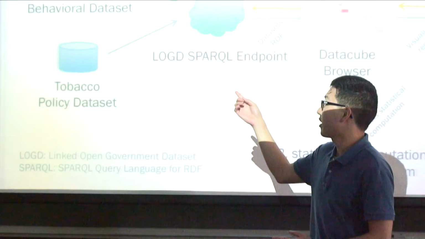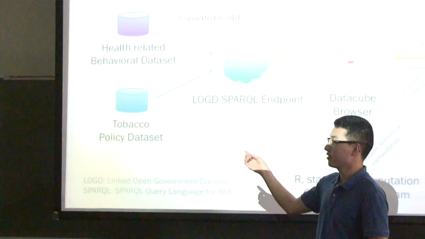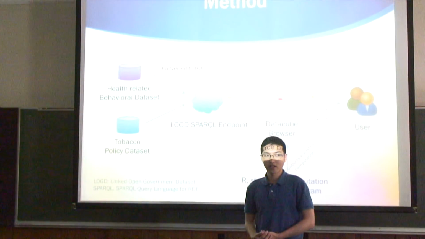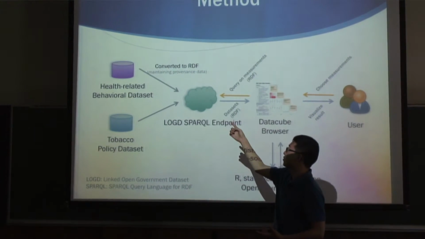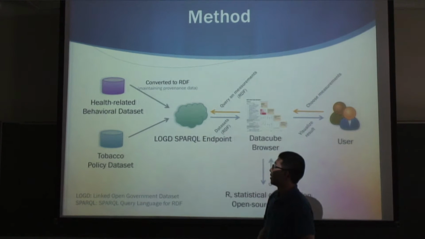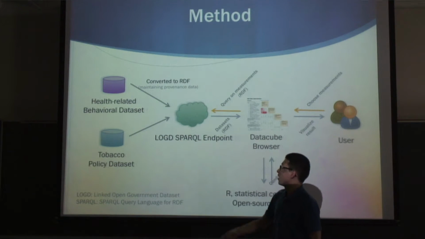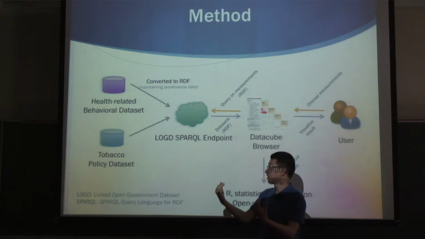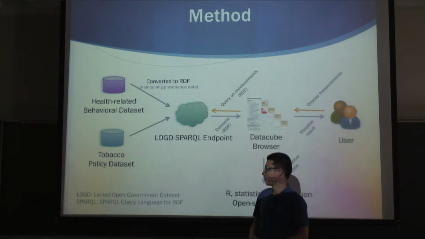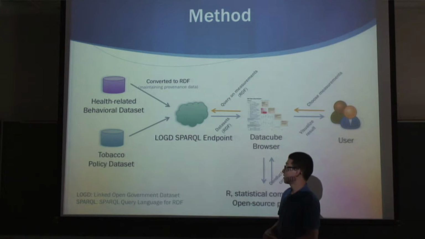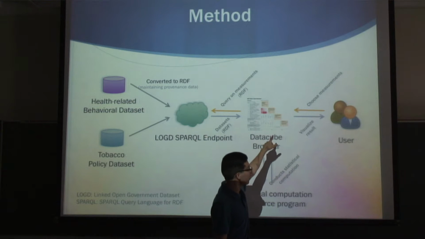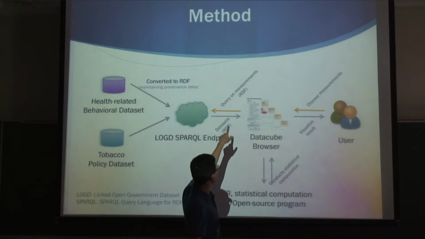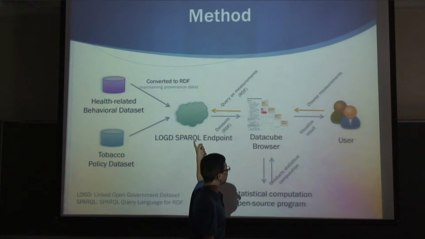So we got the health-related behavioral data sets and the tobacco policy data sets from data.gov and some other open source data sets, and we converted these data sets to RDF. Also, we maintained the provenance data, and we loaded this data into the LOGD, which stands for Linked Open Government Data SPARQL Endpoint. Then the user can choose the measurement they want to see, and the website queries these measurements against the SPARQL endpoint.